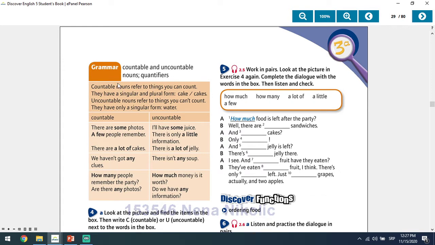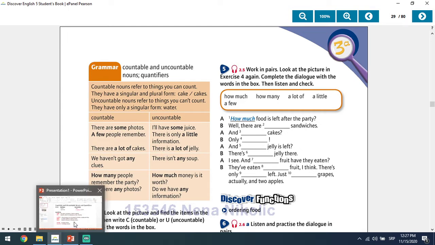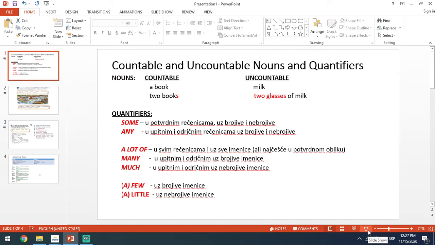All the explanations about the nouns are here in your book, but I would like you to open not only your books to follow the lesson, but also your notebooks so that you can write down what we are doing today. So we are talking about countable and uncountable nouns and quantifiers.